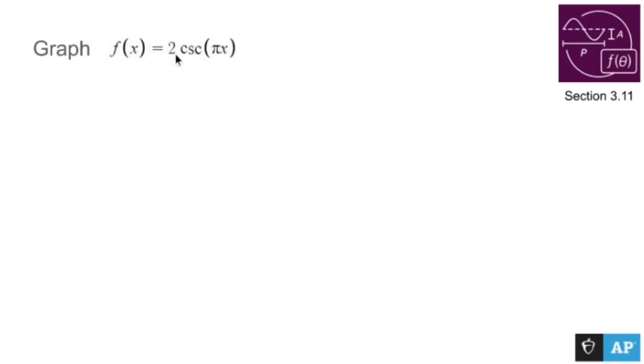Graph f of x equals 2 cosecant pi x. All right, this is how I graph my reciprocal functions. I kind of view this from a standpoint that this is basically the same as 2 times 1 over sine pi x, right? And so what I need to do is graph this guy and let this guy be my guide. Now, what do we know about this?